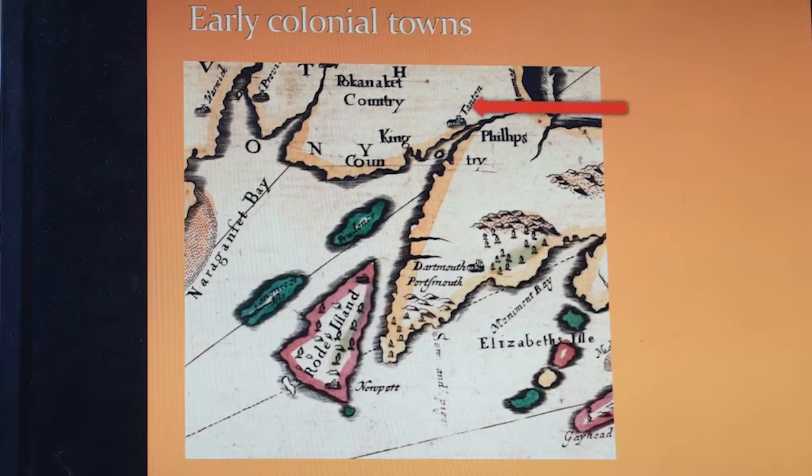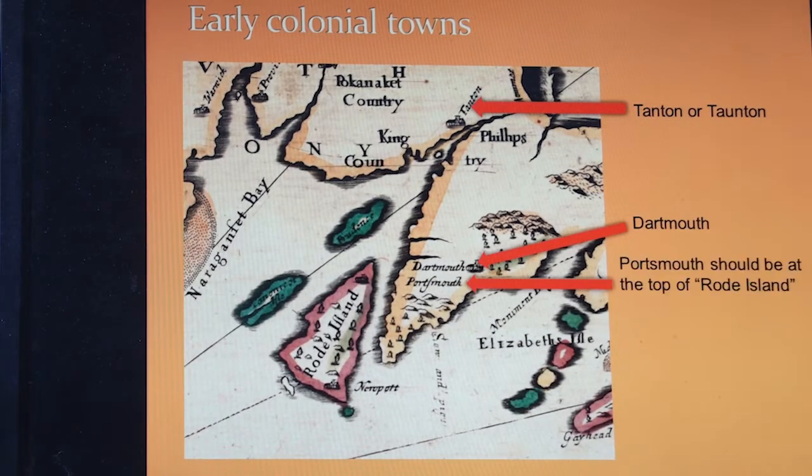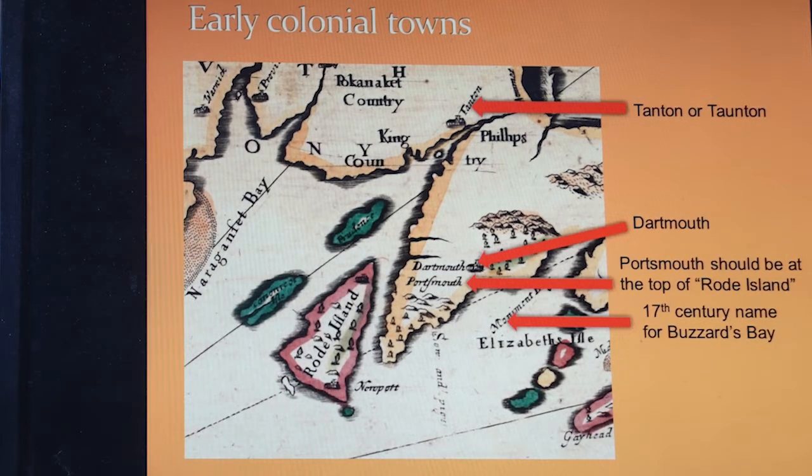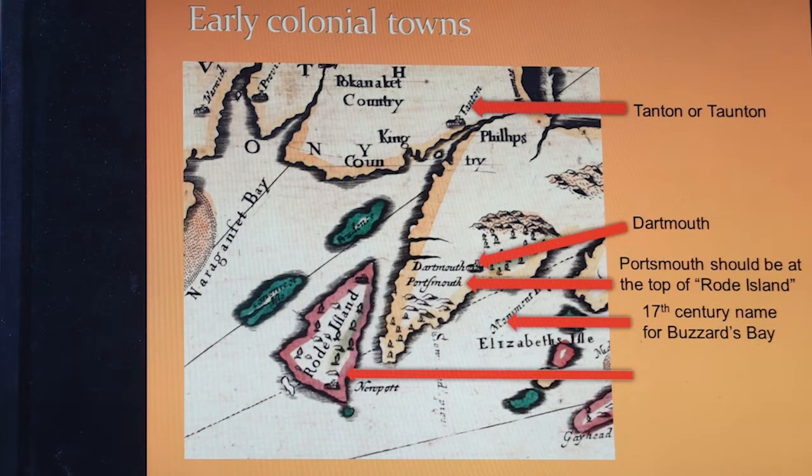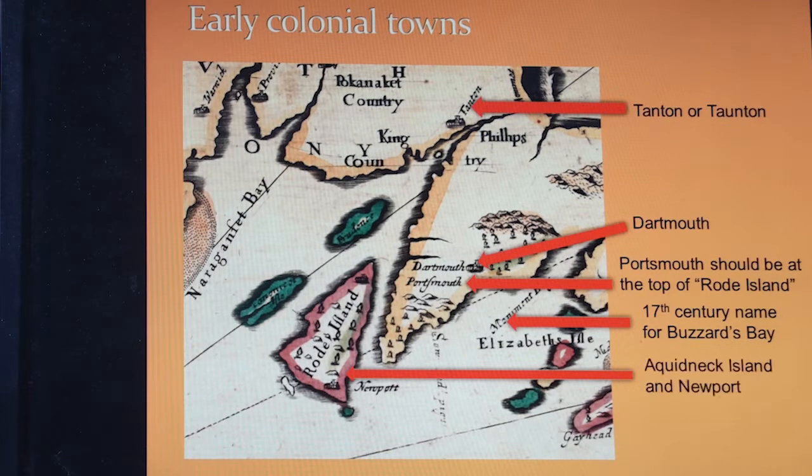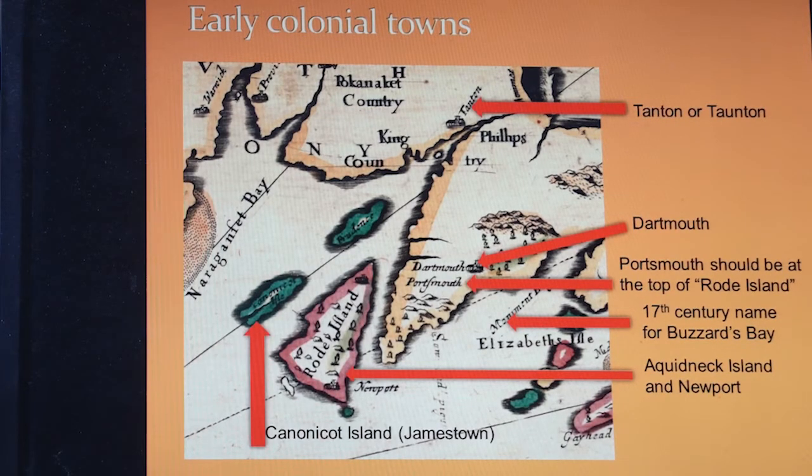Early colonial towns included Taunton, Dartmouth, Portsmouth, which should be at the top of Rhode Island that you see at the left. An early name for Buzzards Bay called Manomet, and of course Aquidneck Island or Rhode Island, and the town of Newport. Finally, we see Cononicut Island or Jamestown, what is today called Canonicus Island.